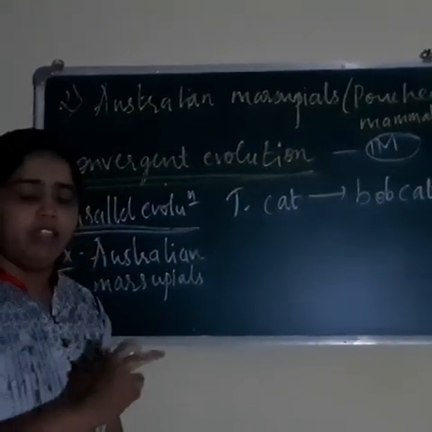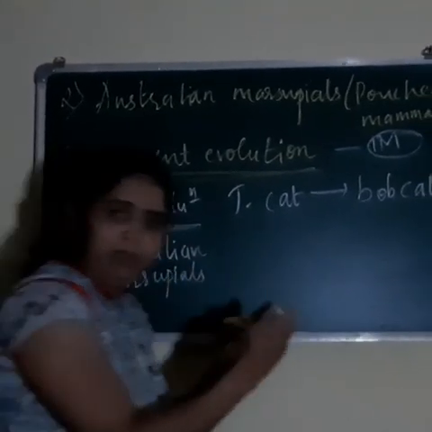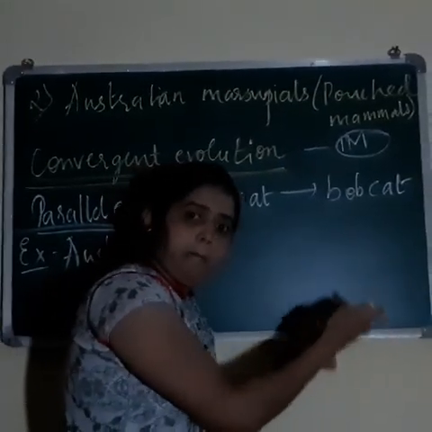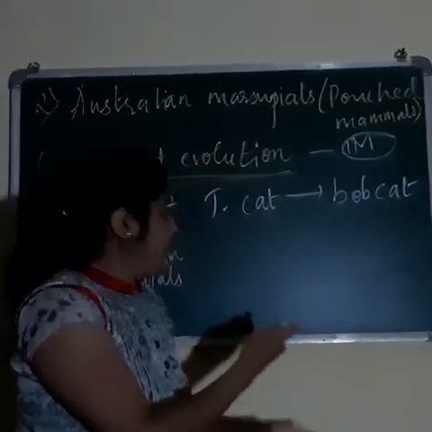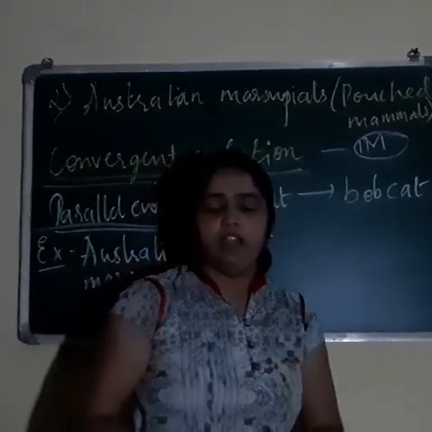Parallel evolution means the Australian marsupials show resemblance and appear similar to the pouched mammals. Right. So that is the example for parallel evolution. Then the next part of this chapter.